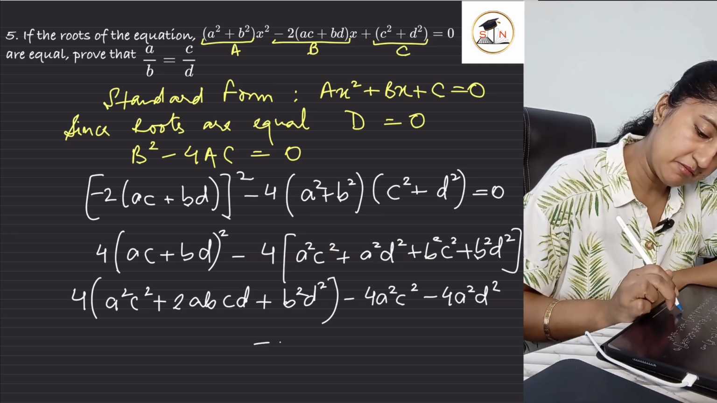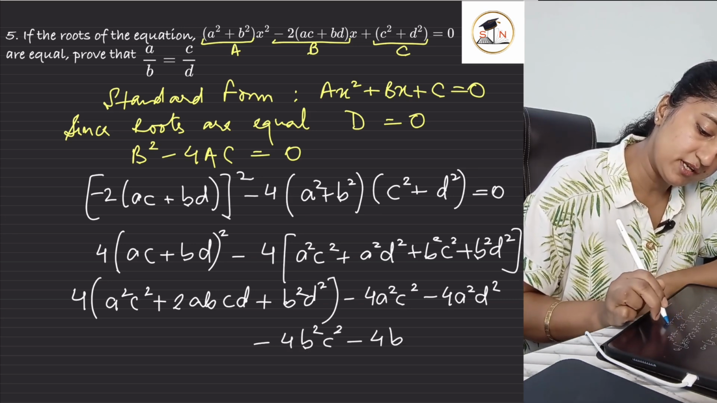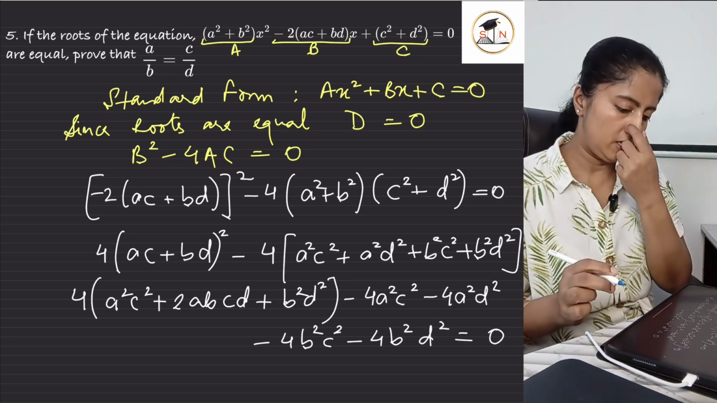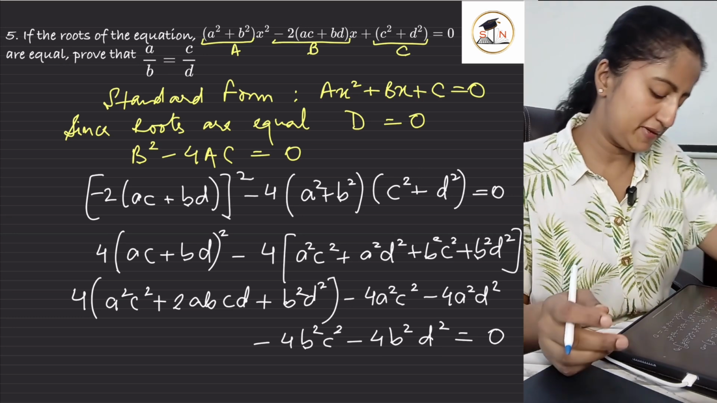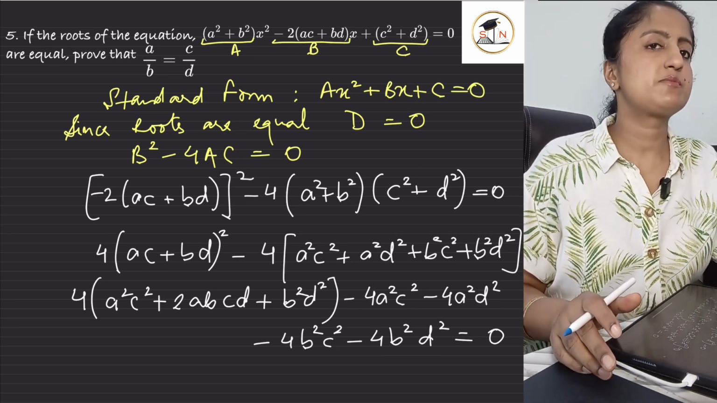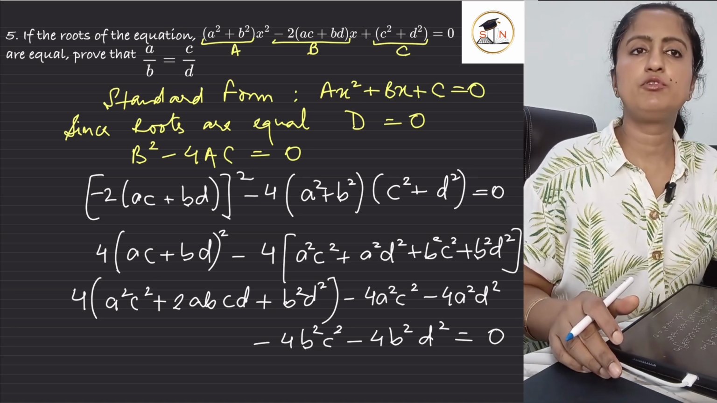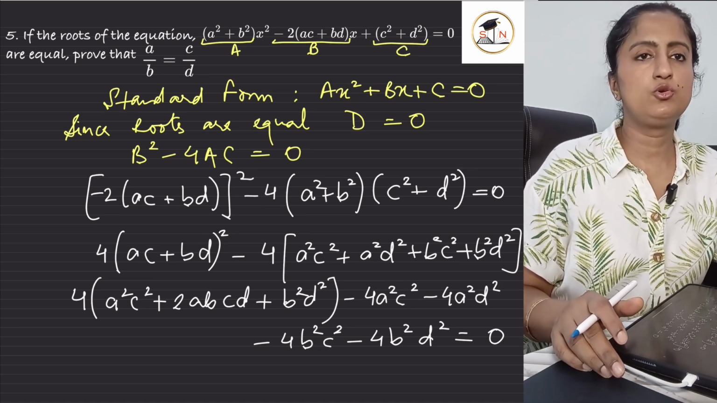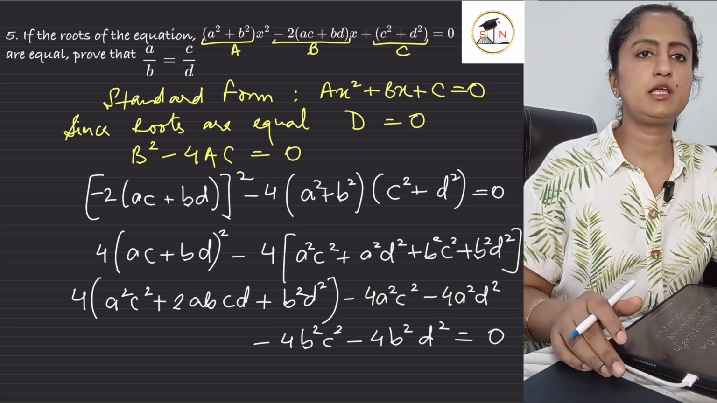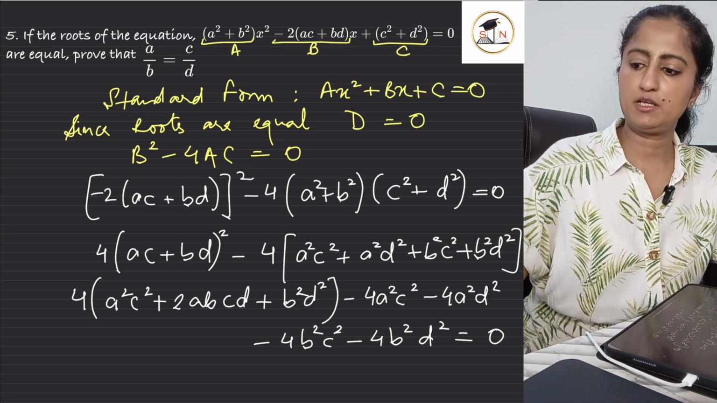I'm writing in the next line minus 4b square c square minus 4b square d square equals 0, right? Now we need to just move on to the next page. So we have to be careful. And when moving to the next page while taking your exam, while writing your paper as well, please be careful, because many a times children do commit mistakes when you move from one page to another in copying the content from the previous page to the next page.